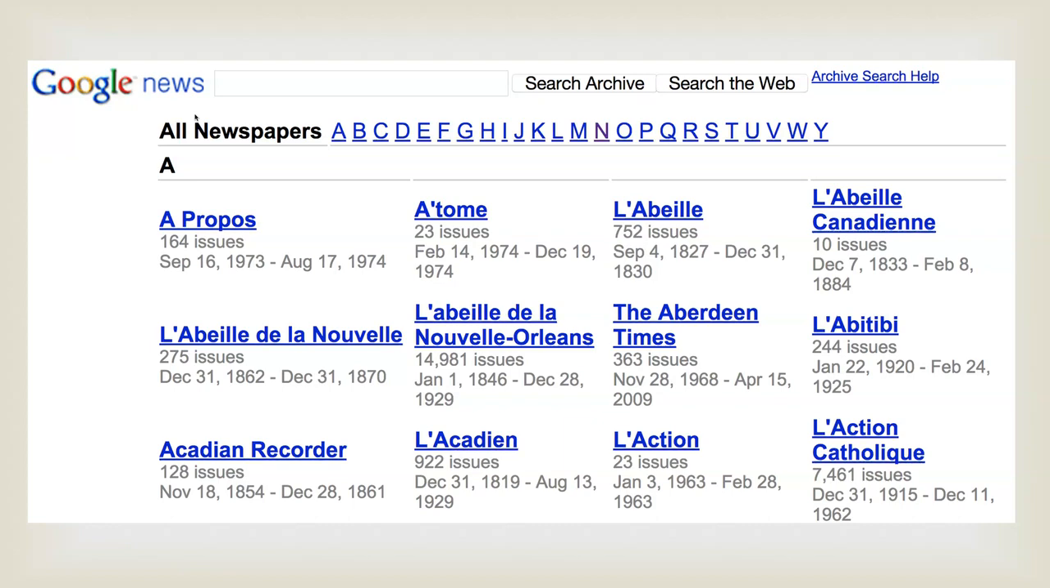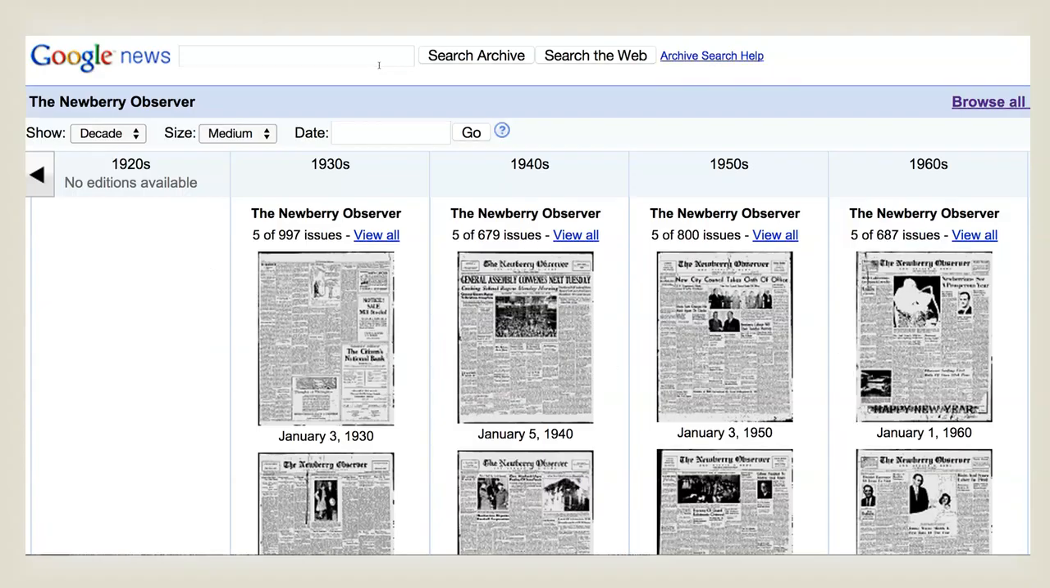And so I clicked in to look for the Newberry Observer, and I see that they do have some from the 1930s, the 40s, the 50s, and the 60s. And in the 1940s, they have a few issues. As it turns out, they did not have the issue in 1943 of my parents' wedding. So I basically still had to go look at microfilm in a local public library some years ago to get that story.